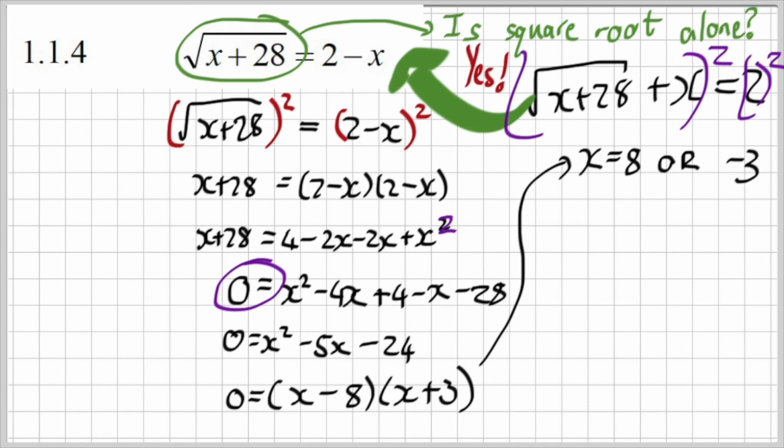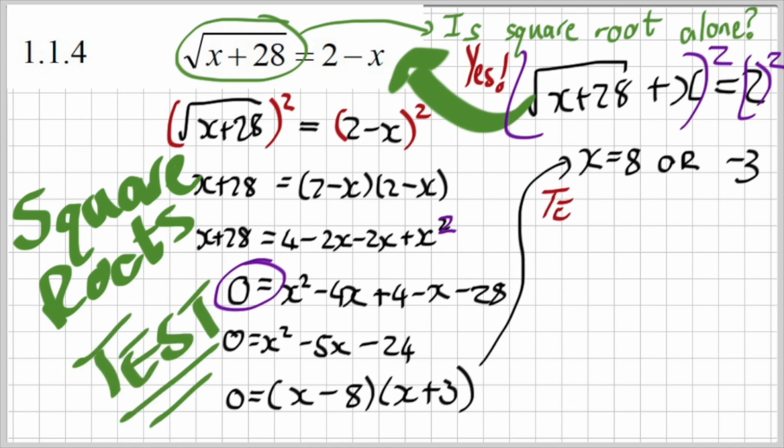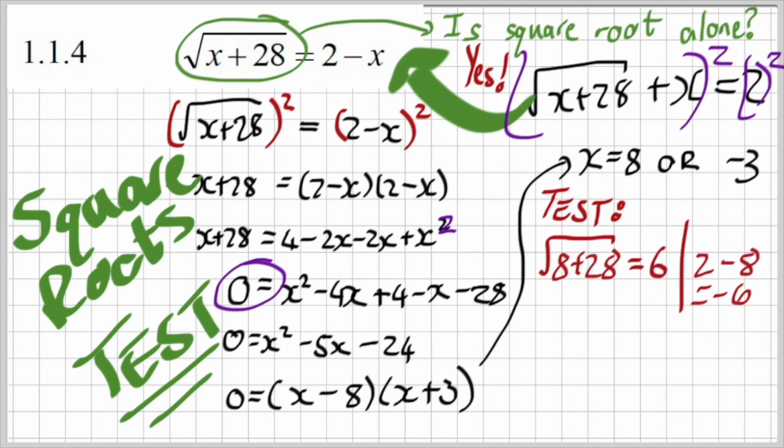Why do they lose 1 mark? Because they did not test. So whenever you see square root in a sum, test, test, test. If I substitute 8 into the left-hand side, I get the root of 8 plus 28, which is 6. But if I substitute it on the right, I get negative 6. So x can't be equal to 8.